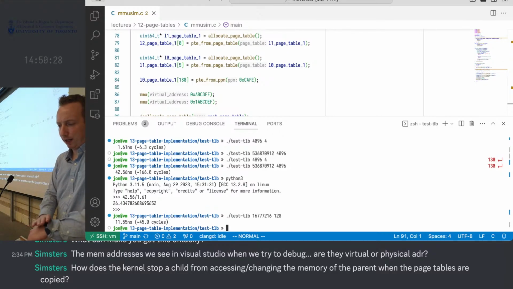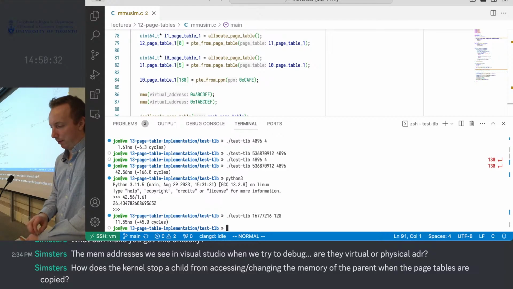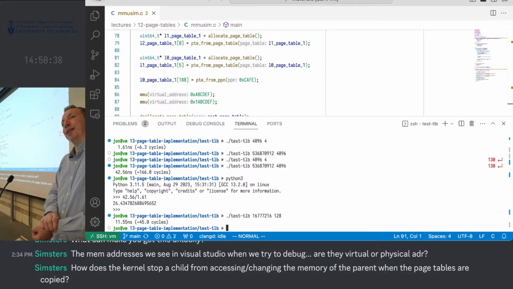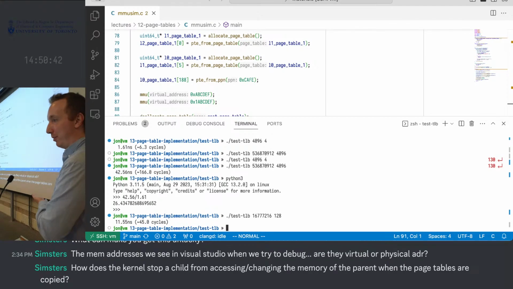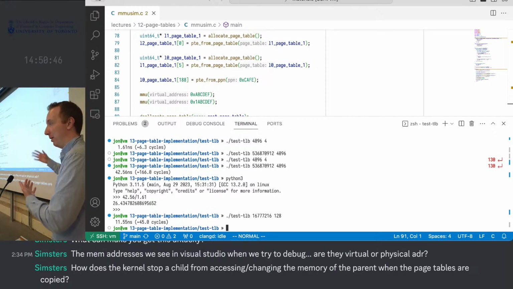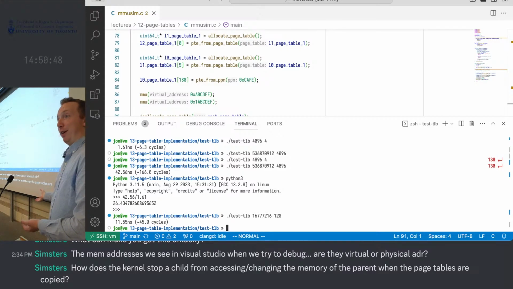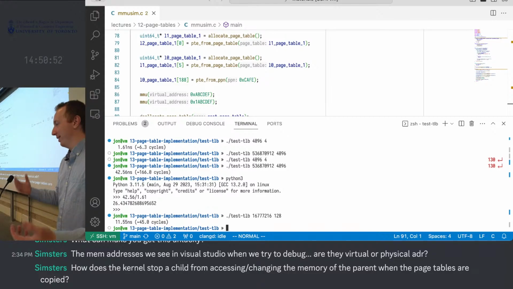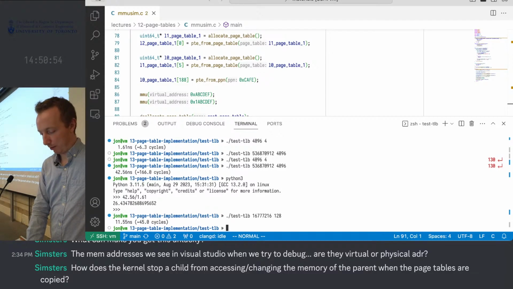Oh yeah, and a question: how does the kernel stop a child from changing memory when the page tables are copied? It's the kernel's job to manage the page tables, which is also your job in Lab 3. In order to make sure that the child processes can't monkey with the parent's addresses, you have to copy the page tables correctly and do a very good job of it. Otherwise, you have security flaws, everyone's favorite.